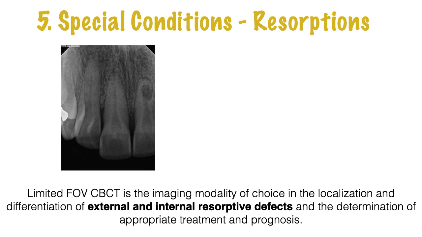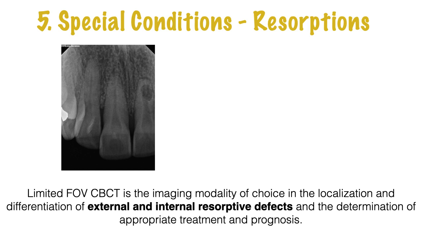Resorption. We see here tooth 2-1 has a resorptive lesion. Resorptions can be internal or external, and sometimes they are very easy to identify or determine whether they're internal or external on a periapical radiograph. But sometimes they're not. So a CBCT scan would be very useful in these cases.